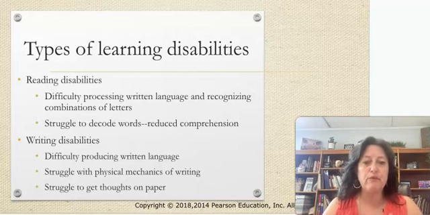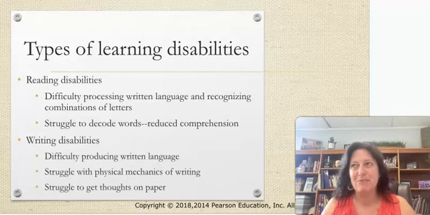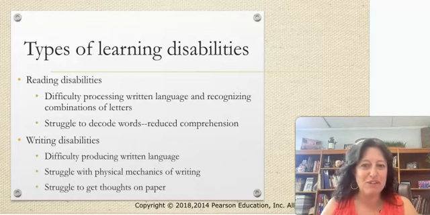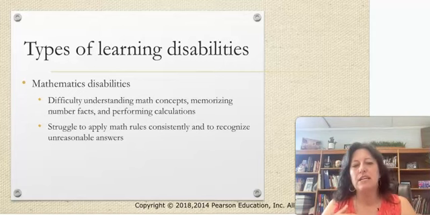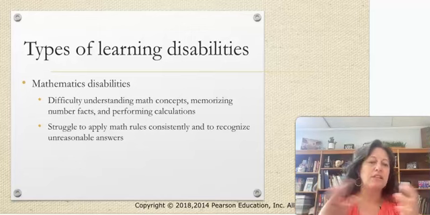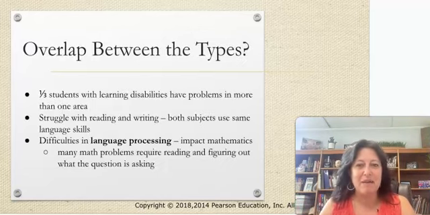Then there's also students who have writing disabilities, and this could be difficulty producing the written language, or students who struggle with the physical mechanics of writing, or sometimes struggle to get thoughts on paper. I tell my students in class it's a long way to go from your brain to your hand, and so things can get lost on the way when there's a writing disability. The last type is a mathematic disability, and these are difficulty understanding math concepts, memorizing number facts, performing calculations, and then struggling to apply these math rules consistently and recognize unreasonable errors that they can sometimes make in math.